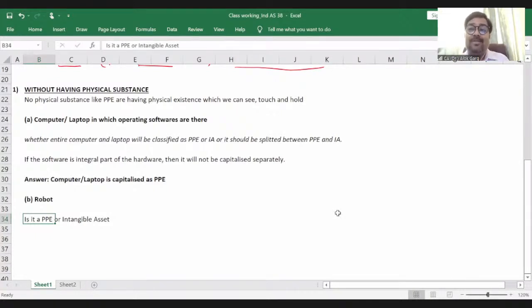But what is the substance? The substance is the software. The substance is an intangible asset. The significant component is the intangible asset, and the medium in which you are storing these things is minuscule, insignificant, right?